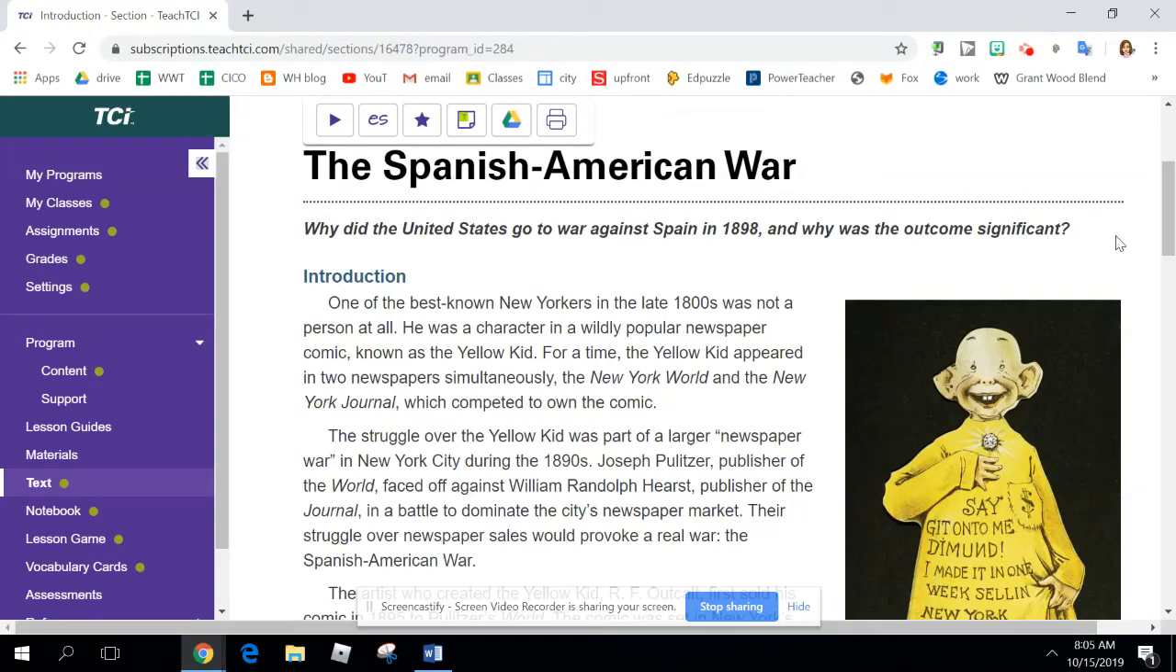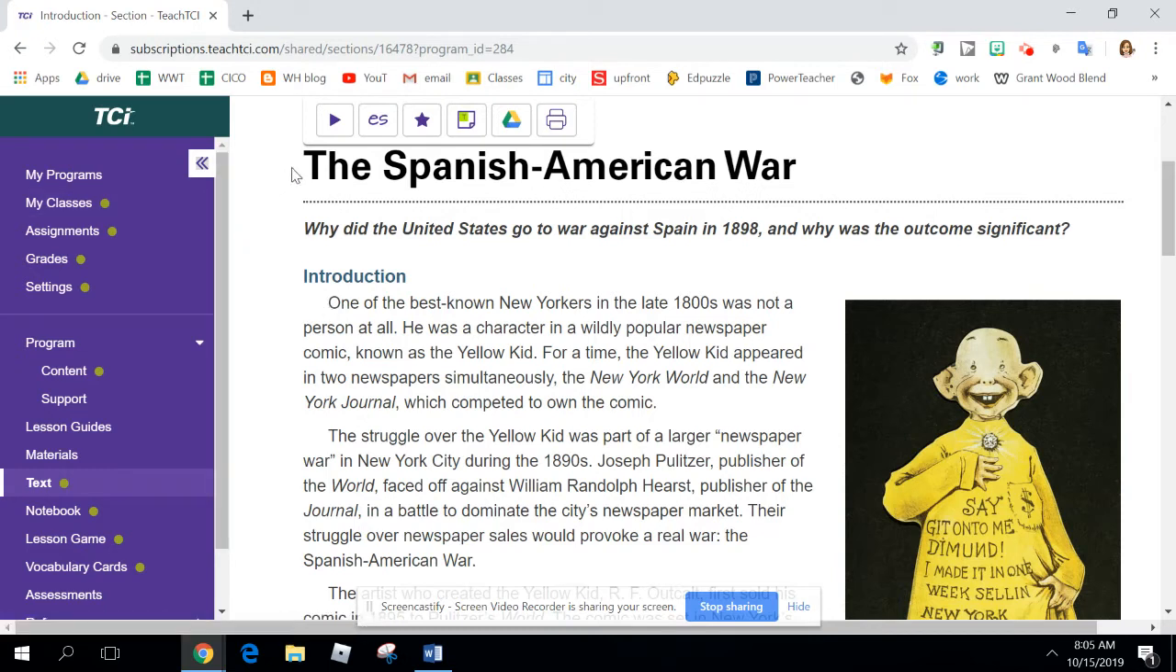Hi students, today we're going to start our chapter on the Spanish-American War. I'm going to read the introduction to you and then we'll kind of go from there. So let's start up at the top. This would be originally on page 225, but you can just go ahead and look at it here.